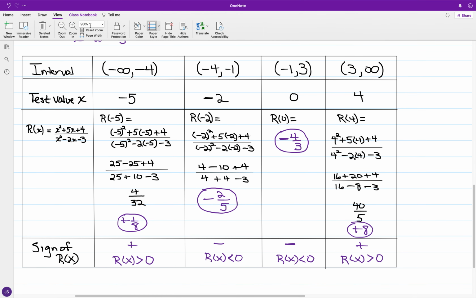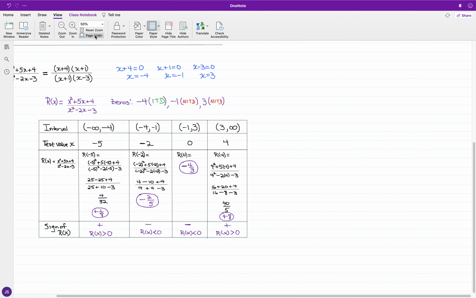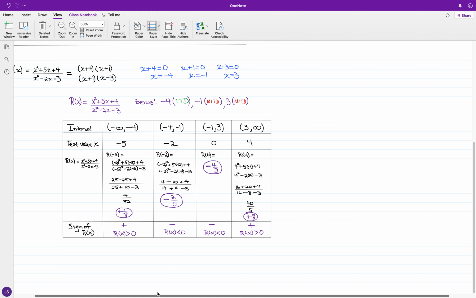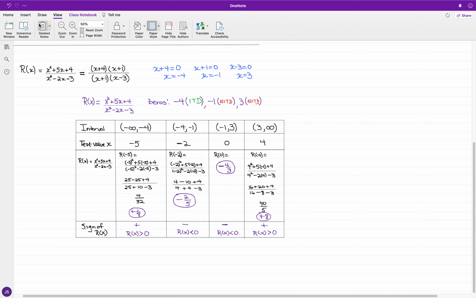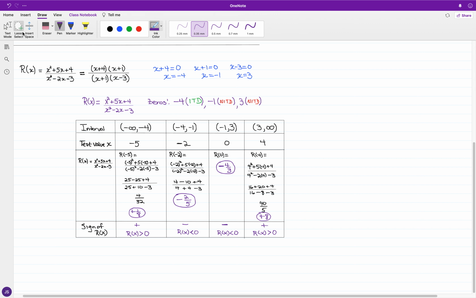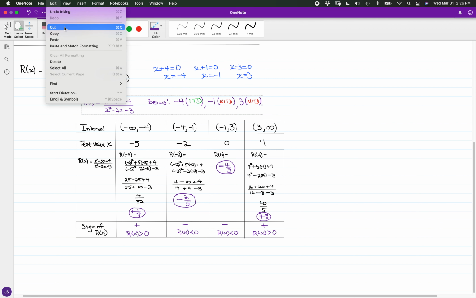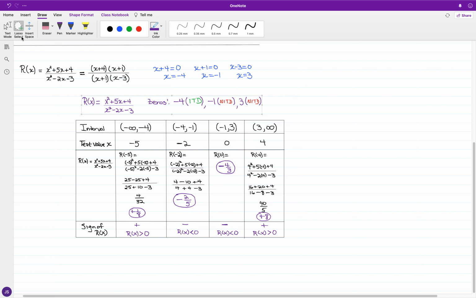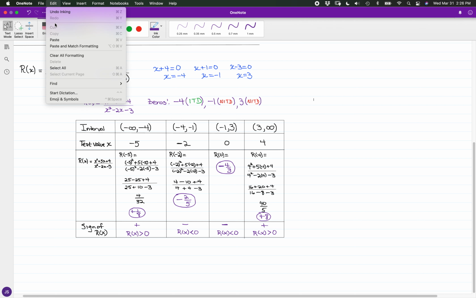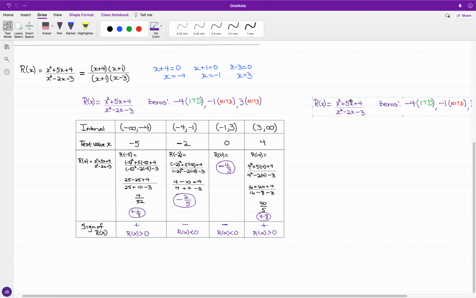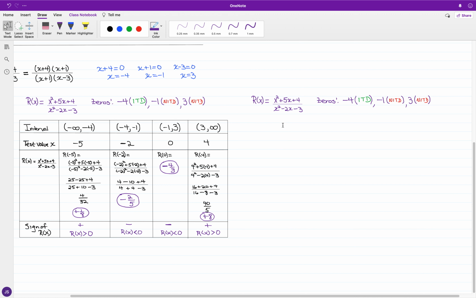So we have here the comparison to 0 inequalities. And what I will do here, I'm just going to go back to here. Okay, so this is our rational expression.